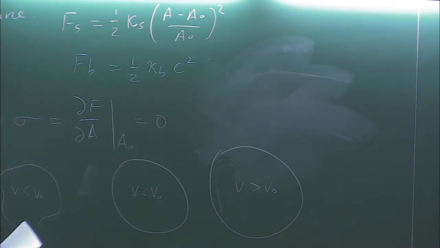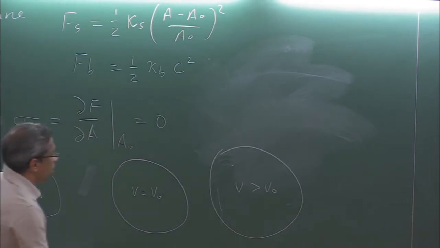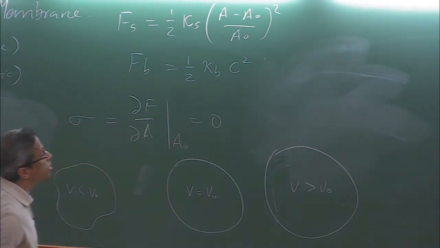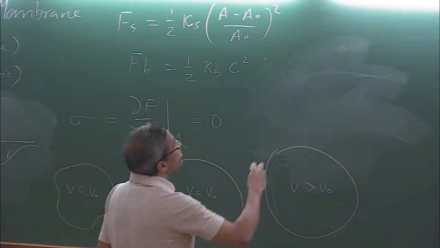Some energy which depends on the curvature, okay. And because it's a symmetric membrane, bending it this way or that way is the same. So the lowest term I can write is something in C squared, okay. But this curvature of the membrane can be decomposed into two principal curvatures.